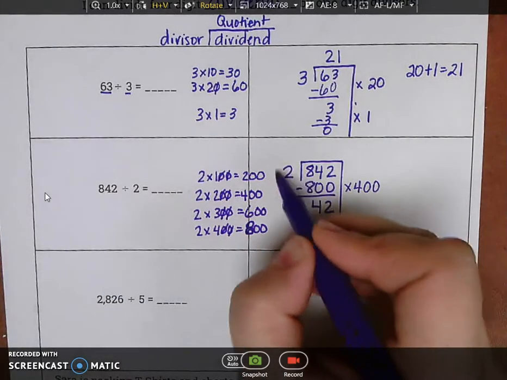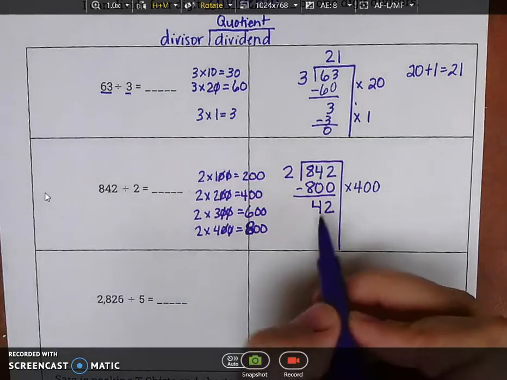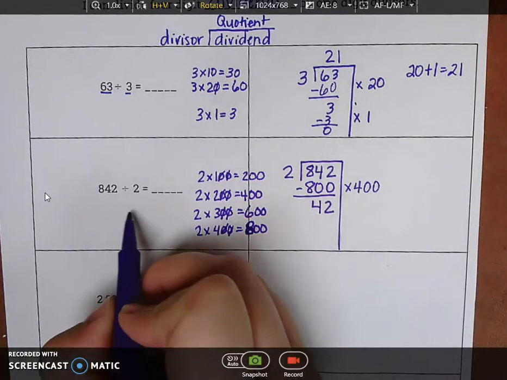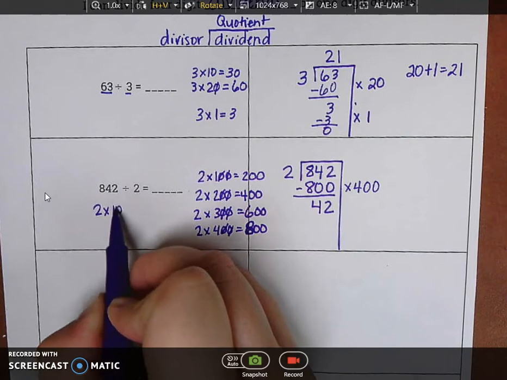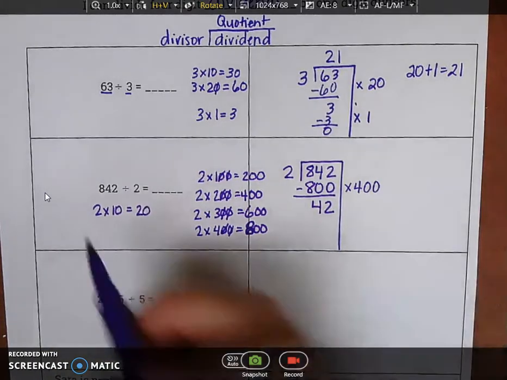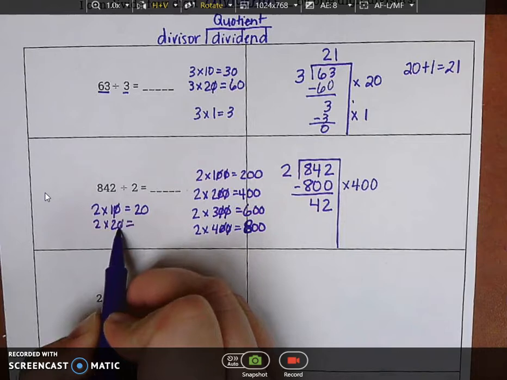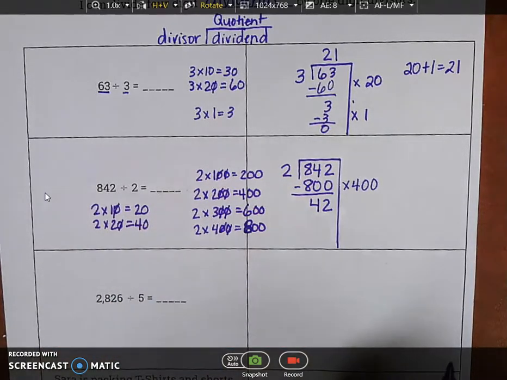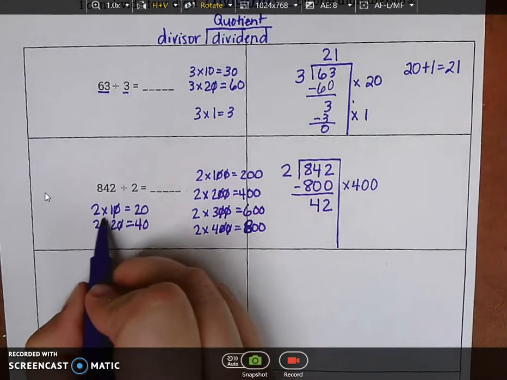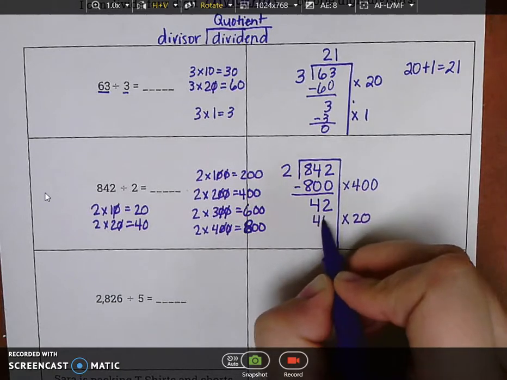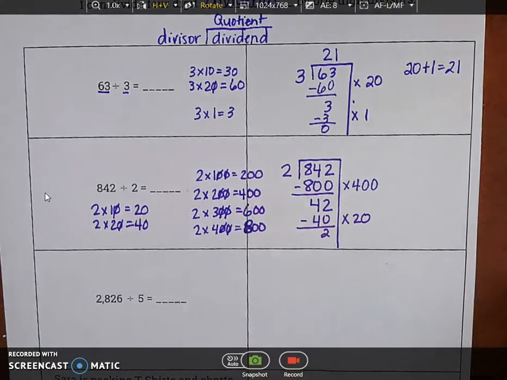So now I've got to figure out how many times 2 will fit into 42. Or 2 will fit into 40. We can just do 40. So I know that 2 times 10 is 20. 2 times 20, 2 times 2 is 4, add that 0 back on, will be 40. So it's times 20 here. So times 20 would be 40. Subtract, I'm left with 2.